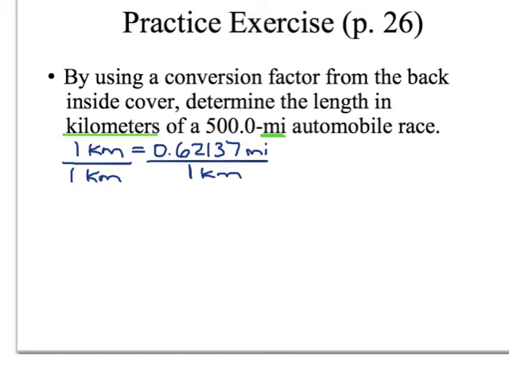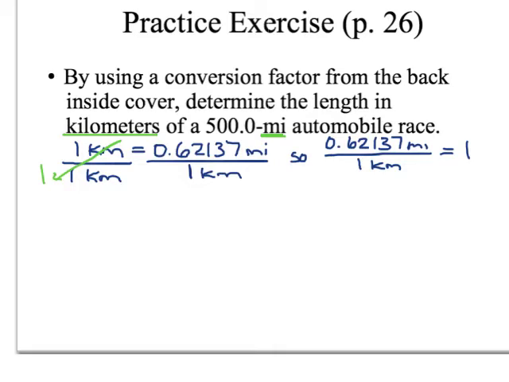So if I look at the left-hand side of this expression, 1 kilometer divided by 1 kilometer, that really just equals the number 1. And so what I've done here is I've created a conversion factor where I know that 0.62137 miles over 1 kilometer is equal to the number 1. So that's one conversion factor.